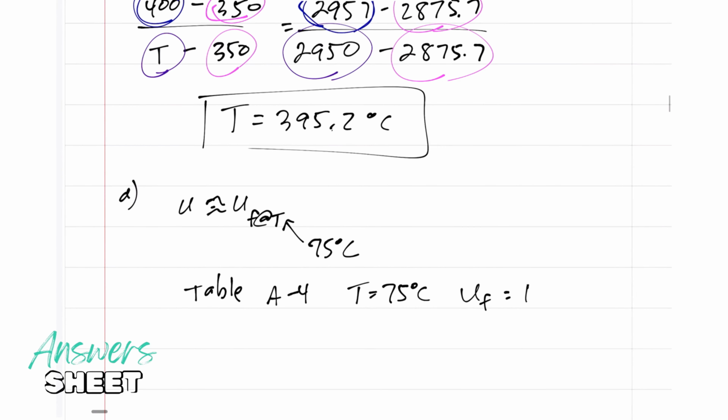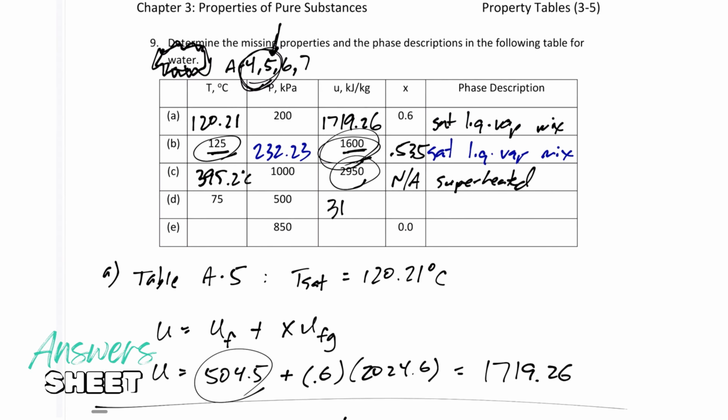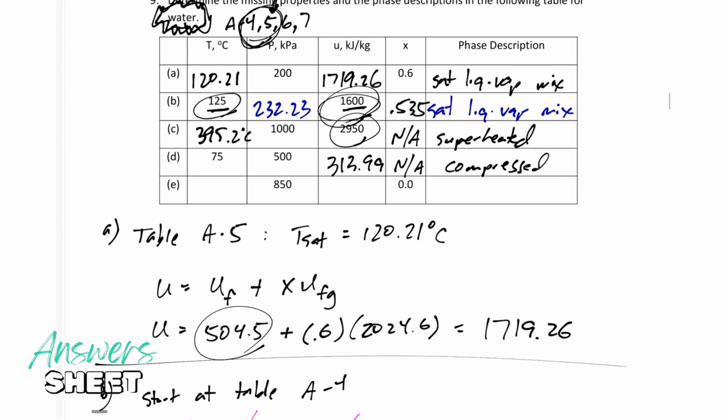And I don't want you to round. I don't really want you to assume it's a little bit lower. Just put 313.99. Okay. It is a compressed liquid. I'd like you to put NA and compressed liquid. All right, that was part D. Part E. This X value of 0, I want that to mean it is saturated liquid.